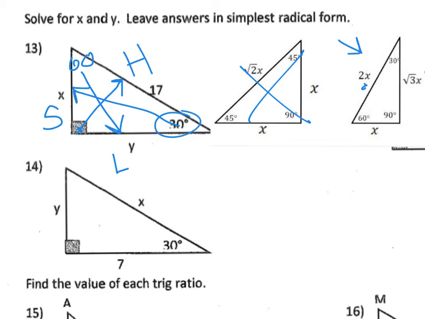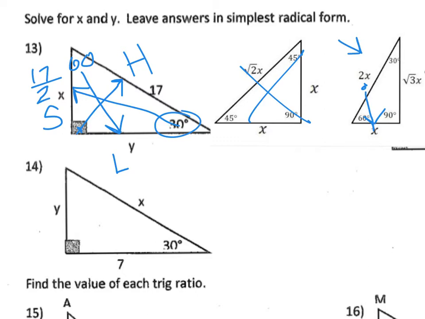So in order to go from the 2x to the x, and remember we're going from something bigger to something smaller, so it wouldn't make sense to multiply in this case. You're always going to divide to get a smaller answer if we're going from something longer to something shorter. So we're going to divide by 2. So our short leg is going to be 17 divided by 2.